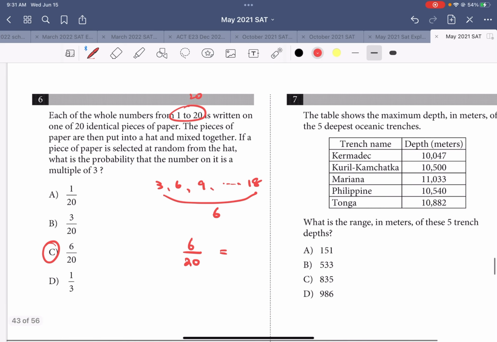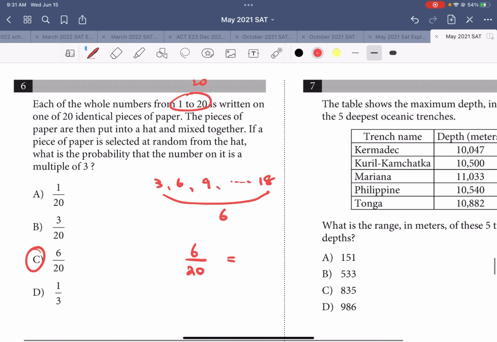Okay, but if you only have 6 numbers, I can just write them down. So 3, 6, 9, 12, 15, and 18. You see, those are 6 numbers. That is your favorable outcome.